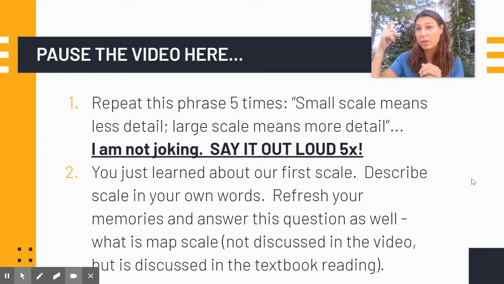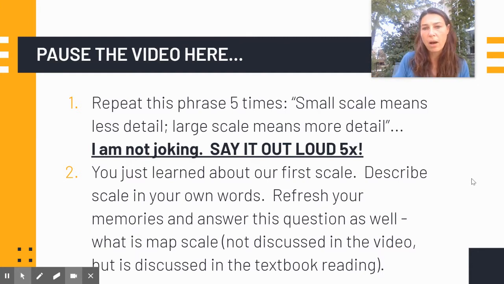I know that sounds cheesy, but if you hear yourself say it, one of these days you're going to be like, oh, I remember when Truex made me do this dumb thing, like repeat a sentence. But I want you to say small scale means less detail. Large scale means more detail, right? Small scale, zoomed out. Large scale, zoomed in. You don't have to say the zoom part, just that next part.